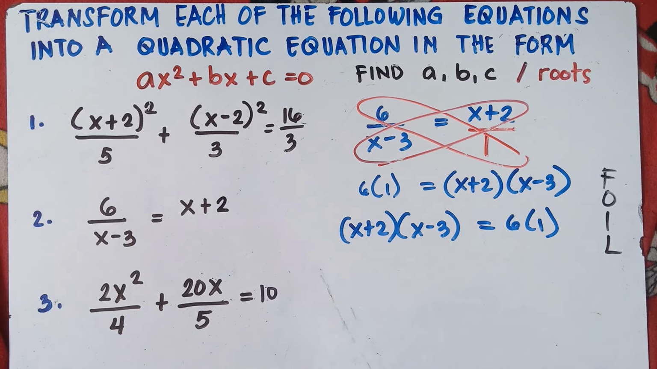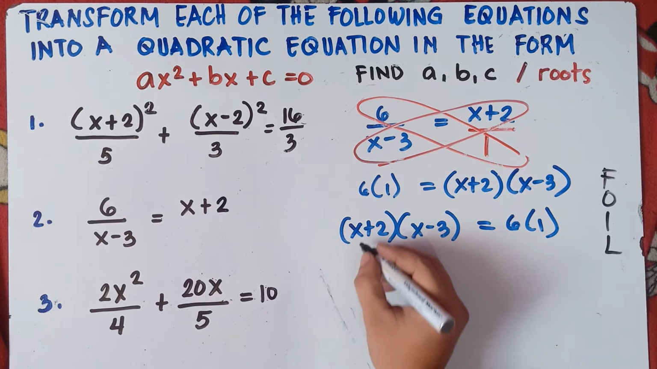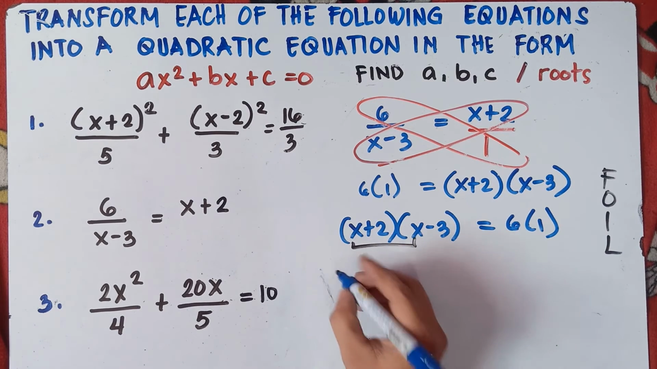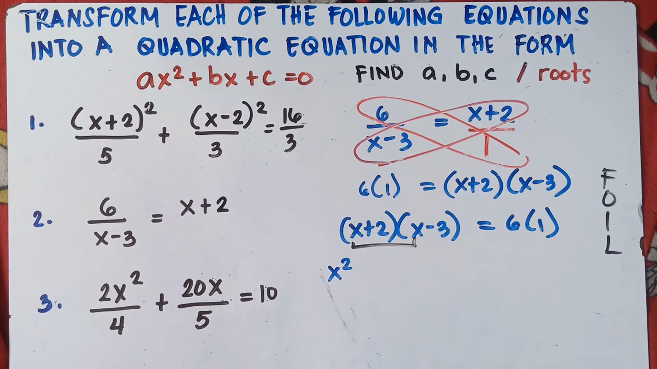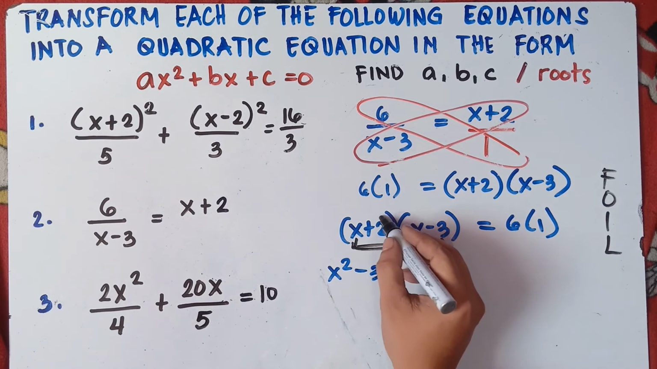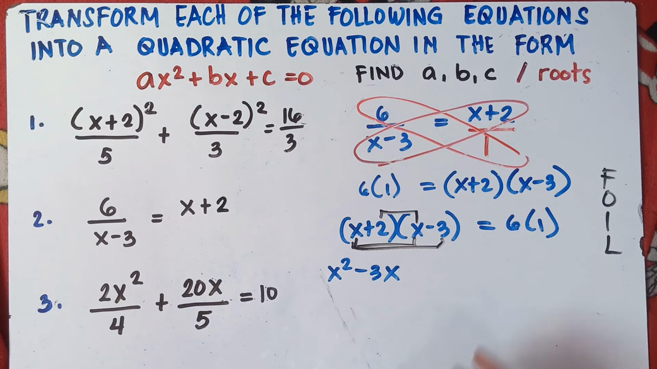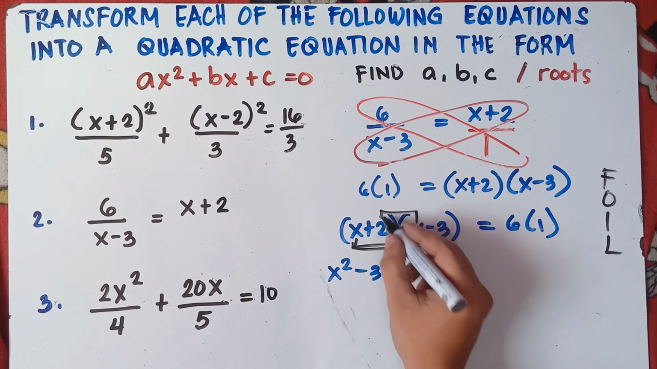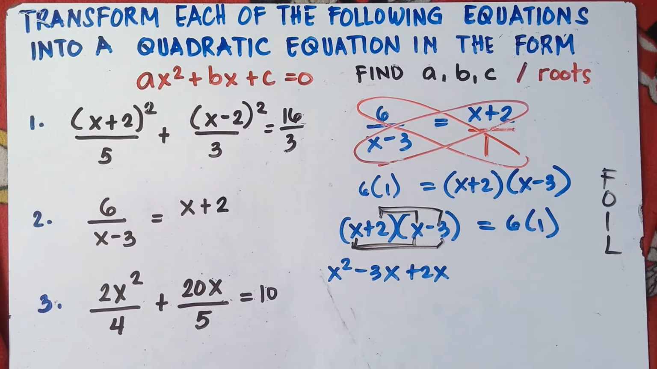Alright, so this will be x times x. So x times x, that would be x squared first. Then outer, x times negative 3, that's negative 3x. Inner, 2 times x, that's positive 2x. And then last, 2 times negative 3, that's negative 6.